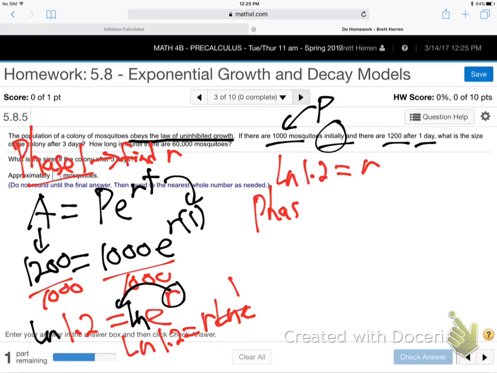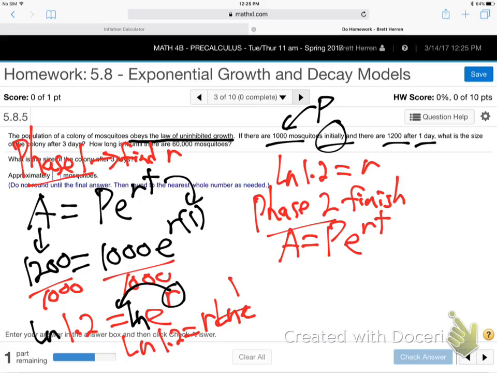Now phase 2 is you finish. So you start with the PERT formula yet again, but now you can plug in your r that you found from phase 1. Does this make sense? Am I going too quick? How many decimal places are we doing? Well, here's where we're going to just leave it Ln of 1.2. We don't want the decimal.